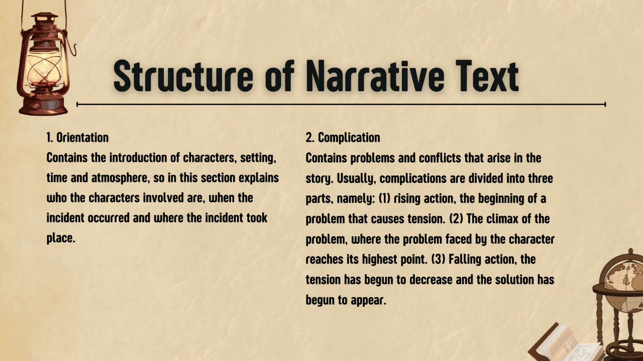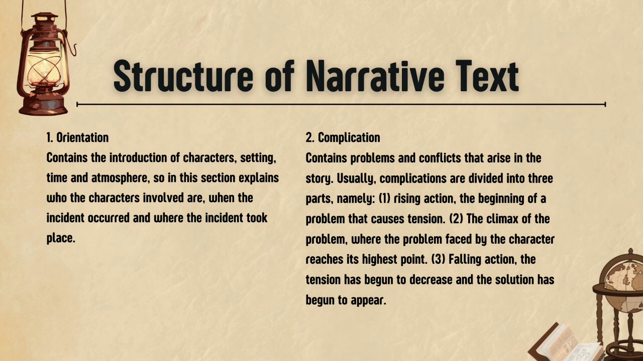The structure of narrative text consists of 4 parts, namely: 1. Orientation. Contains the introduction of characters, setting, time and atmosphere. So this section explains who the characters involved are, when the incident occurred and where the incident took place. 2. Complications. Contains problems and conflicts that arise in the story.